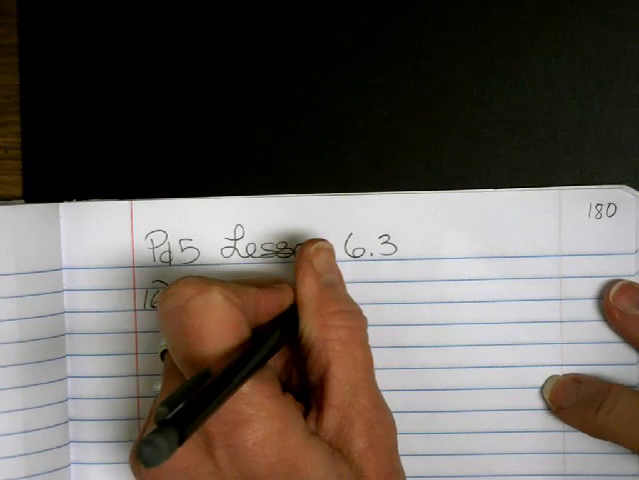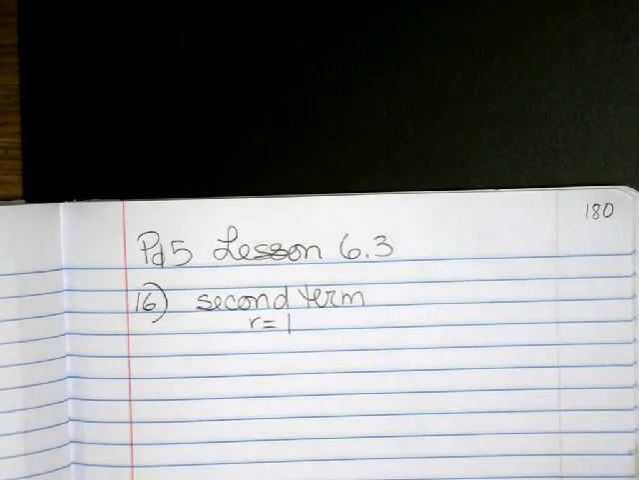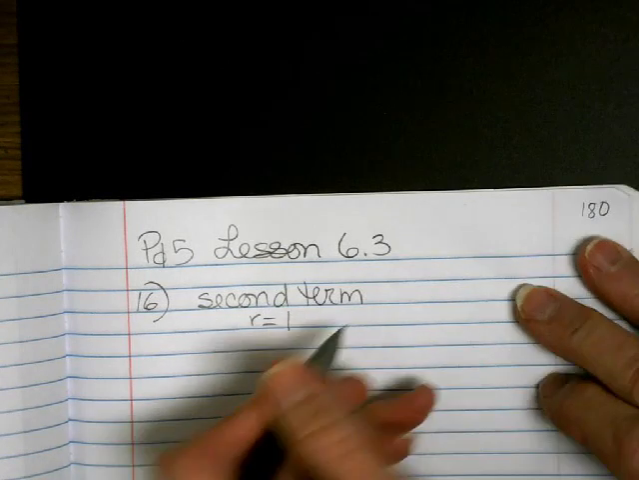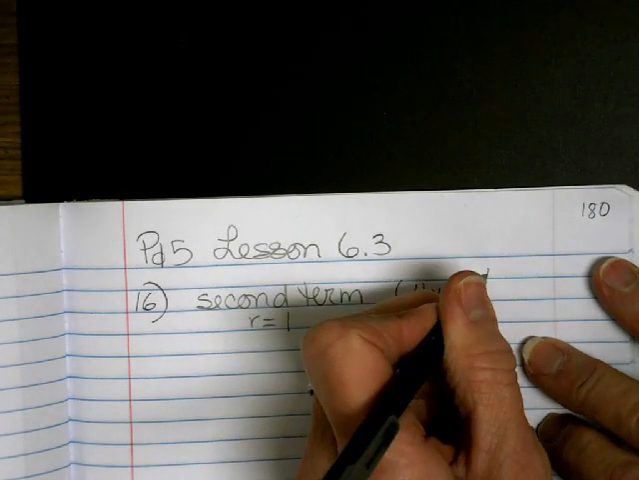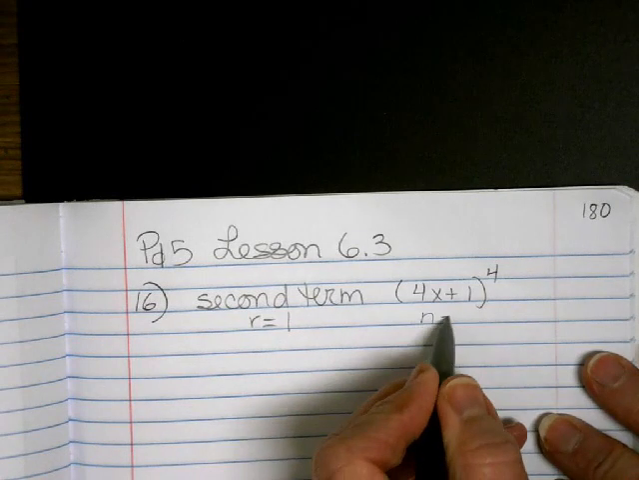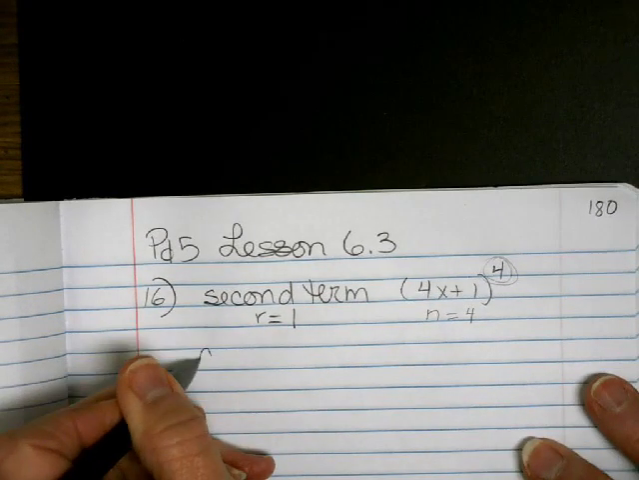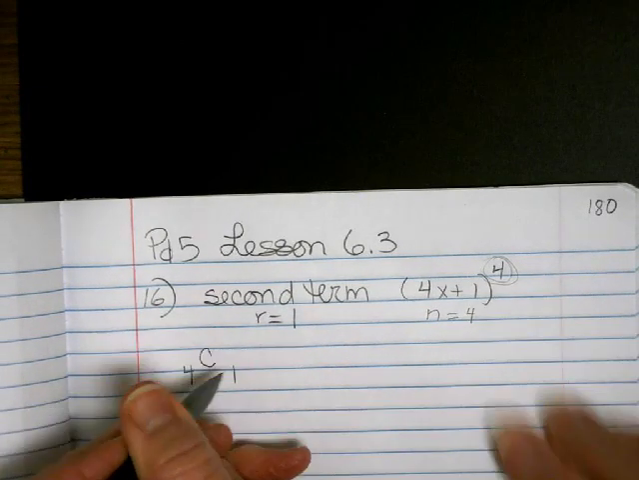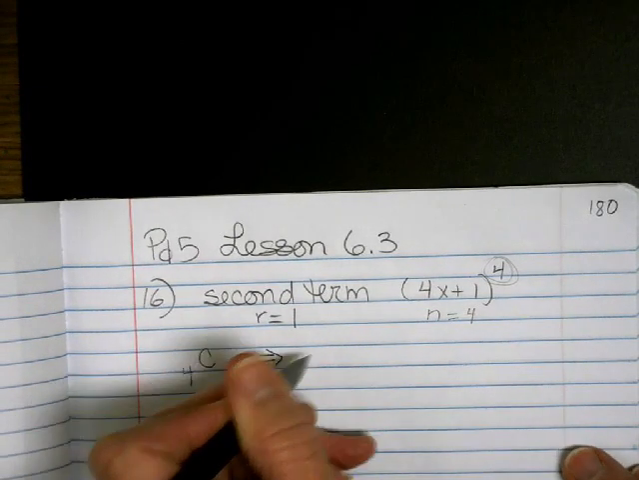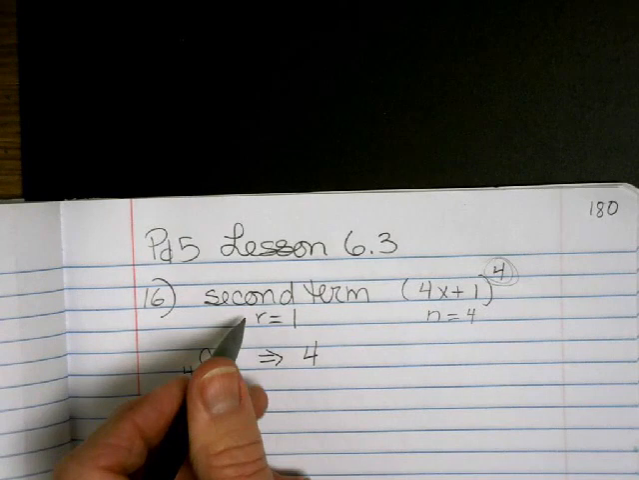He says, find the second term, that means r equals 1, in the expanded form of (4x + 1) to the 4th. So n is 4 from this number here. So in my calculator, I'm going to enter 4, choose 1, and I get 4 out.